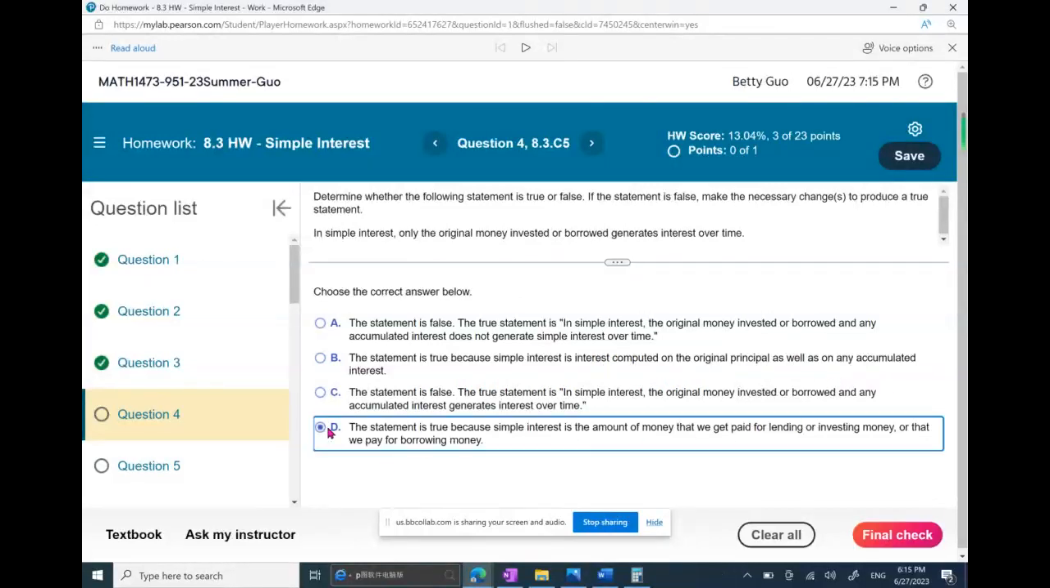Okay, here D, because simple interest is the amount of money that we get paid for lending or investing money, or that we pay for borrowing money. Hold on. So it's either B or D, and B is false, so it has to be D.